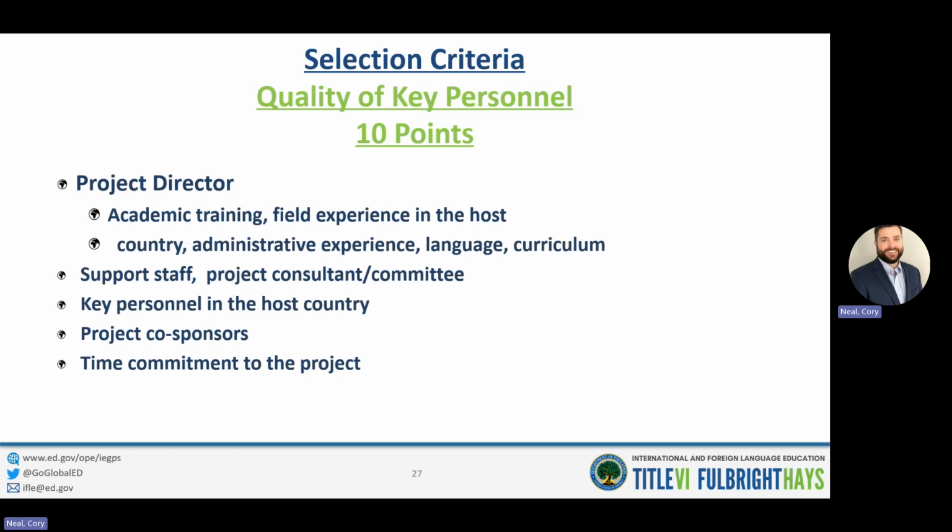It is also very important to note the project director's time commitment to the project. Please provide expertise of any other support staff as well as their time commitment to the project. And you should also provide host country key personnel qualifications. These host country key personnel can include administrative staff, language teachers, assessors, and or evaluators. Please be sure to include their titles, project responsibilities, and their time commitments to the project as well.